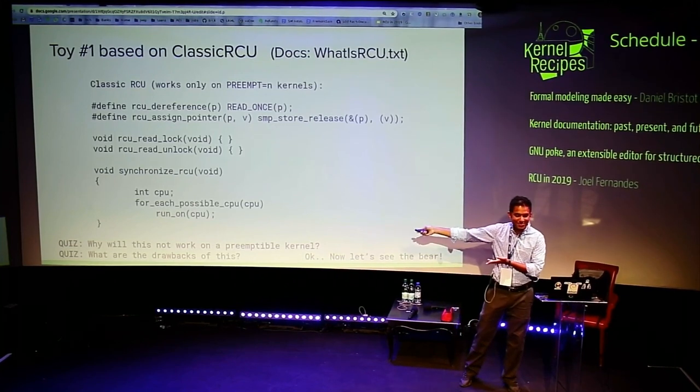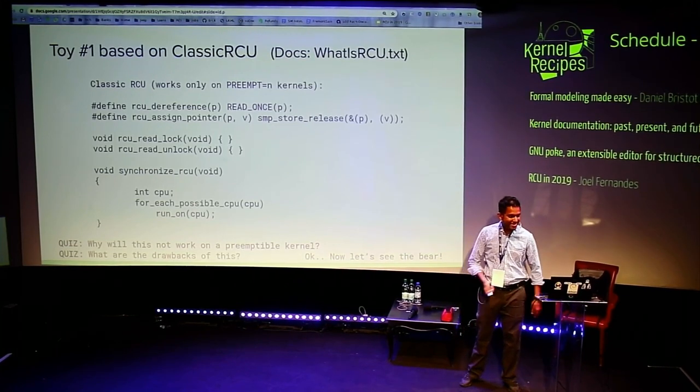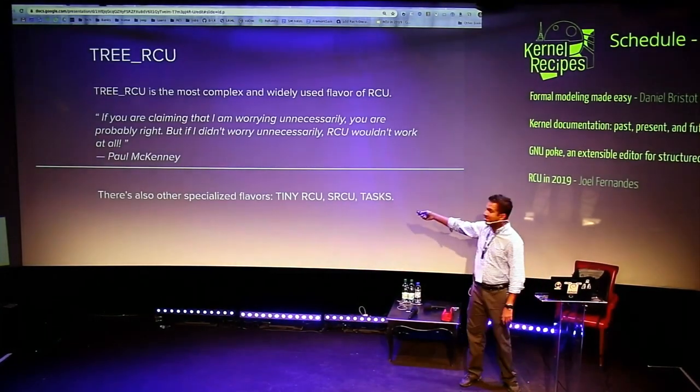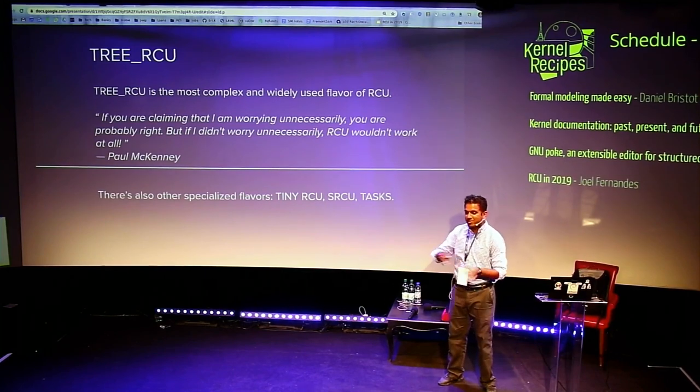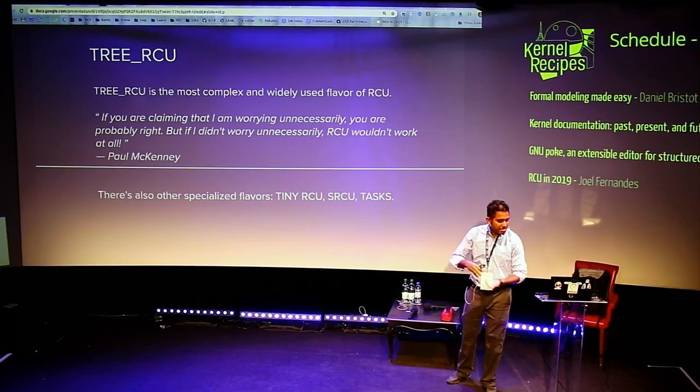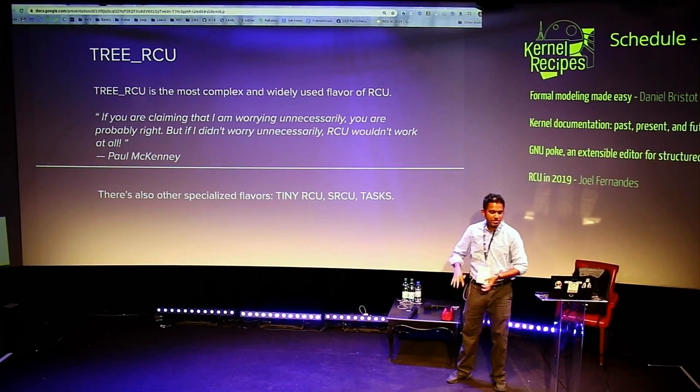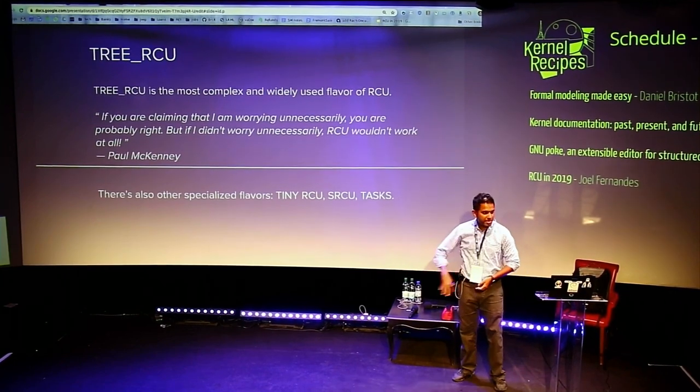Now let's look at the polar bear, or the bear. That's tree RCU. It's the most complex flavor of RCU. There are different types of RCU. There's tiny RCU, SRCU, task RCU, and all that. But tree RCU is the most complex and widely used.